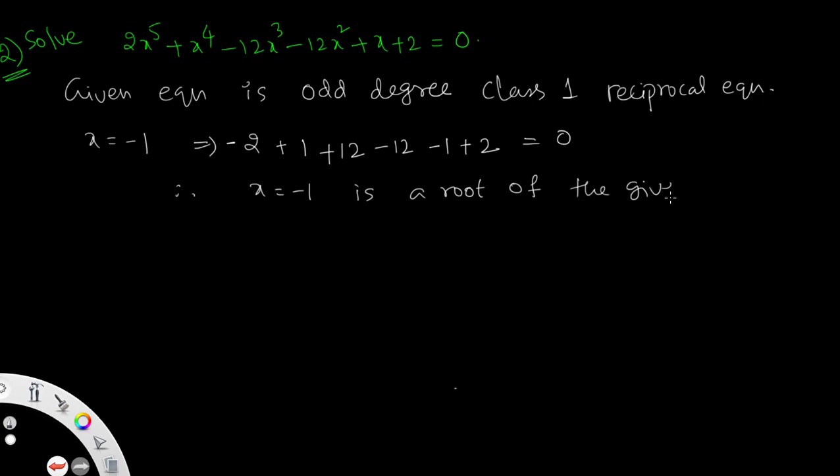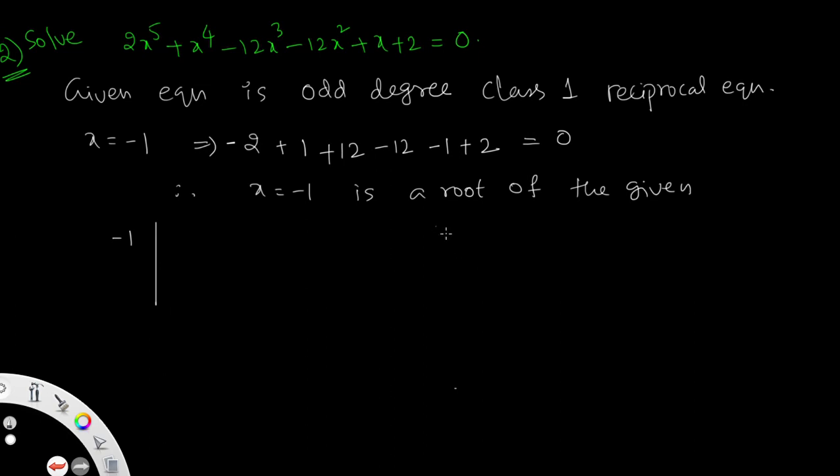If you put x equal to 1, you cannot get 0 by the trial and error method. Put x equal to minus 1, then you get the value 0. So out of the 5 roots, minus 1 is a root of the given equation. Therefore we do synthetic division by minus 1.